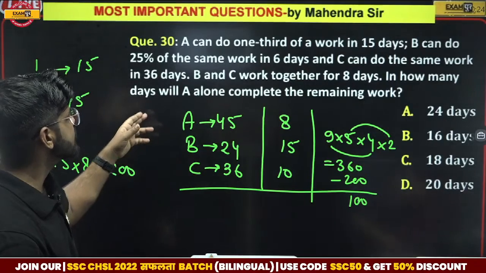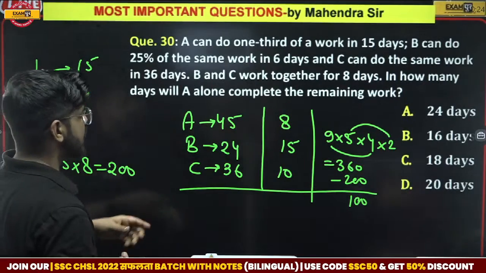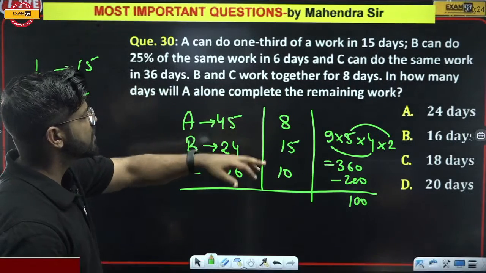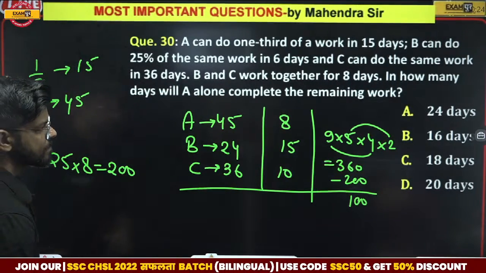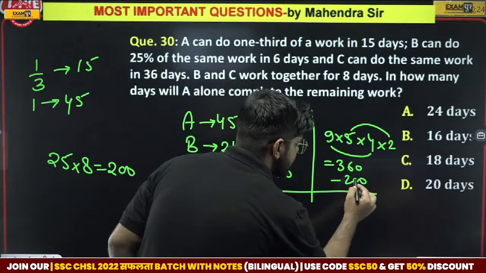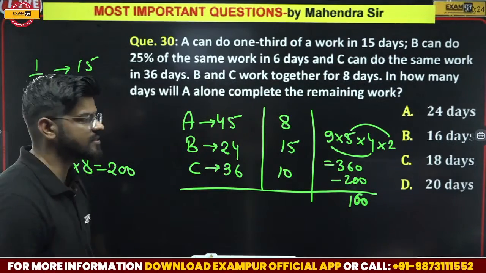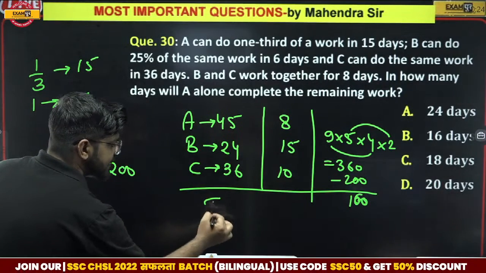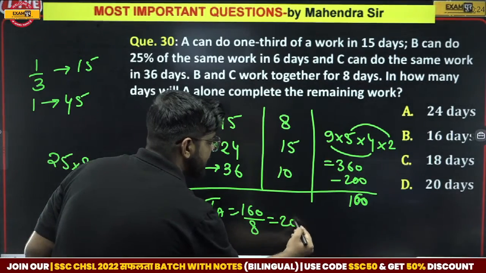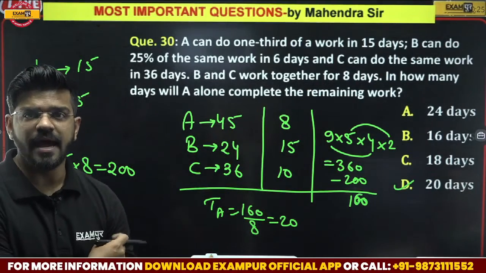Now in how many days can A alone complete the remaining work? B and C, 25, for 8 days. Did we miss something? No. So A has 8. The total 360 minus 200 gives 160. So finally, the time for A will be 160 upon 8, so in 20 days A will finish the remaining work. Option D. Yes, absolutely correct.